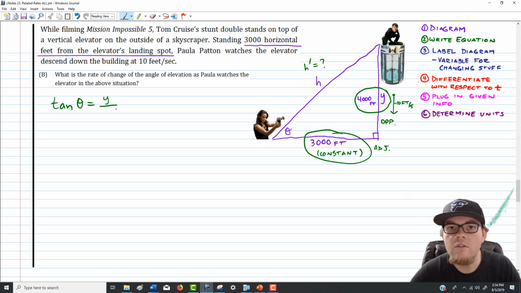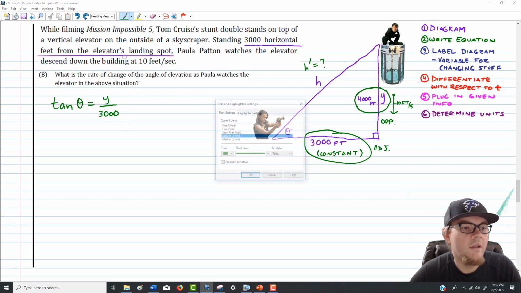So what if we took as our equation, tangent of theta equals the opposite, which is y, and it's changing, so we'll use a variable, over the adjacent, which is 3,000, which is not changing, so we can keep it as a constant. So this relationship involves theta, and it involves the things that are changing. So I think we have our relationship. So at this point, that's our first move, is just being able to set up the equation.